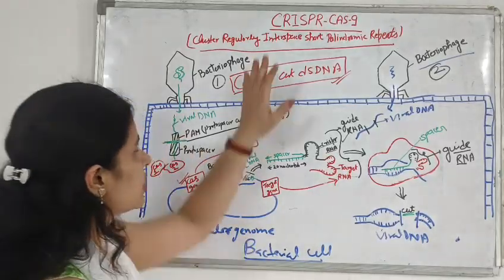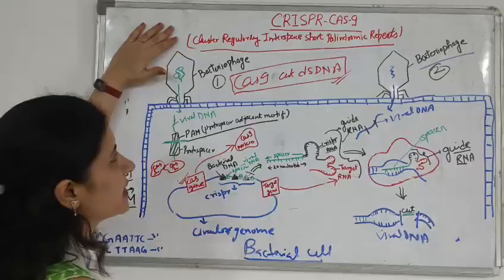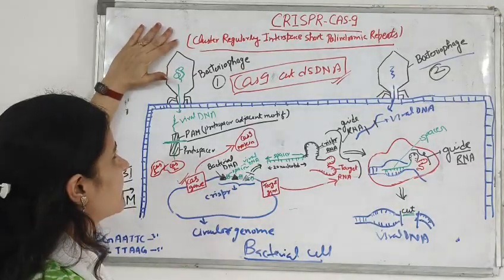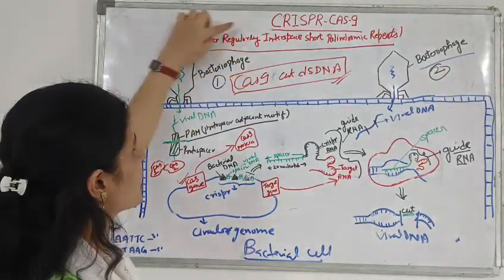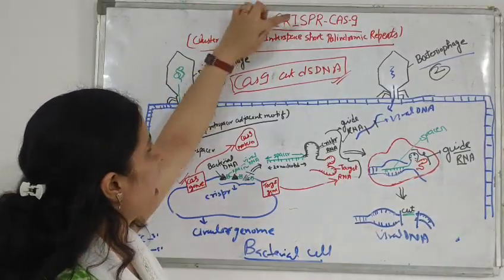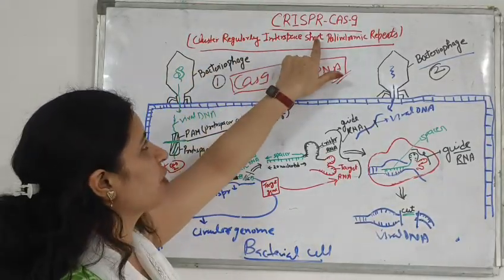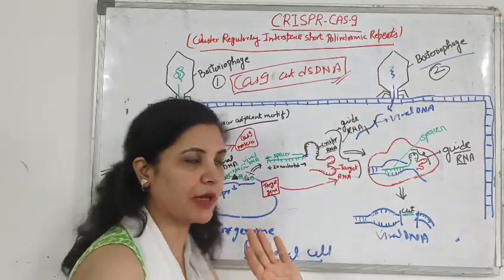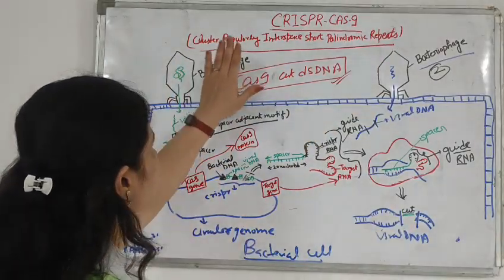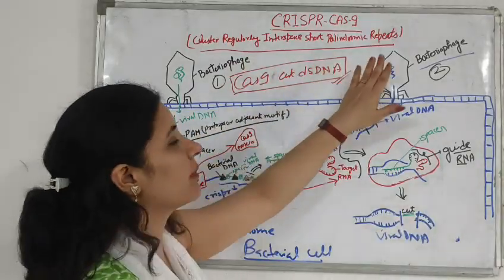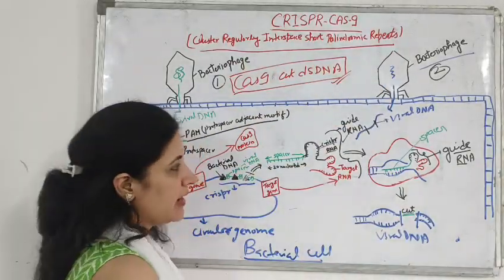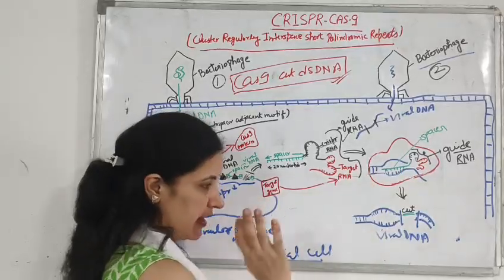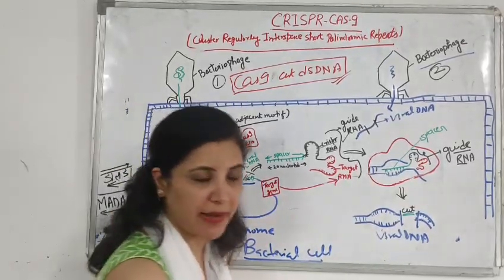Okay. So CRISPR, first understand what is the full form of CRISPR-Cas9. CRISPR: C stands for clustered, R for regularly, I for interspaced, S for short, P for palindromic, R for repeats, and Cas9 is a protein. So this is nothing but clustered regularly interspaced short palindromic repeats. Okay.